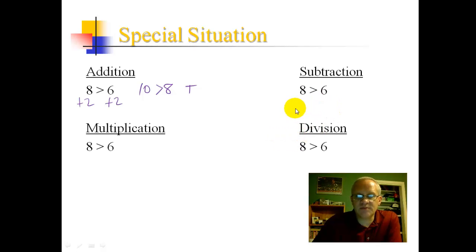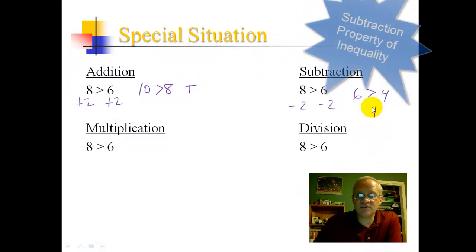Let's try to do the same thing here and say, what if we subtracted 2 this time from both sides? Well, 8 minus 2 is 6, and 6 minus 2 is 4. All right, let's see, is this still true? Is 6 greater than 4? Yeah, that's still greater than 4. So this is also true.